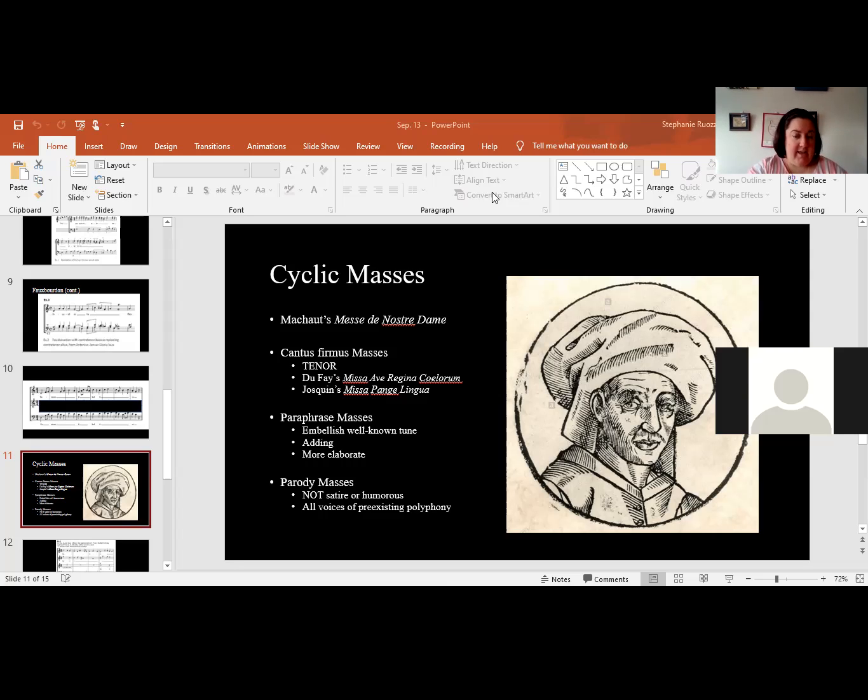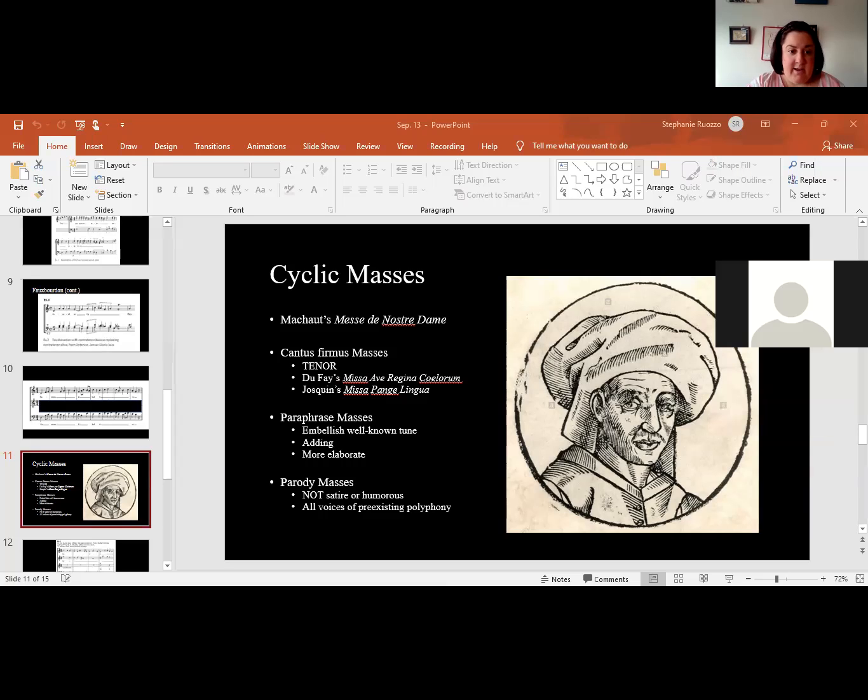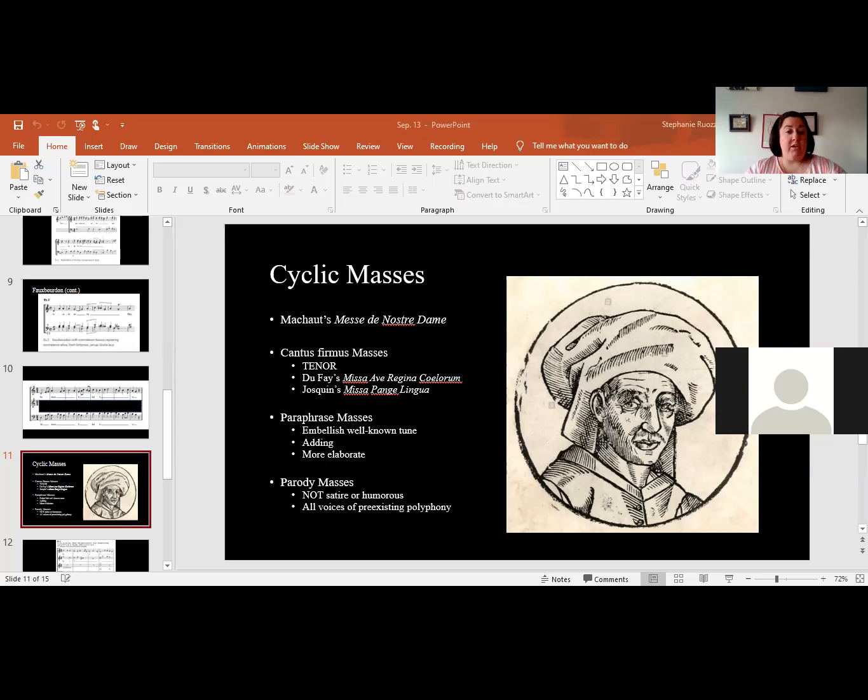Does everybody, and this is big, does everybody understand the difference between cantus firmus, paraphrase, and parody masses? Can I get hands or thumbs? Excellent. And just because this difference is so huge, can I get one brave volunteer to explain it back to me?